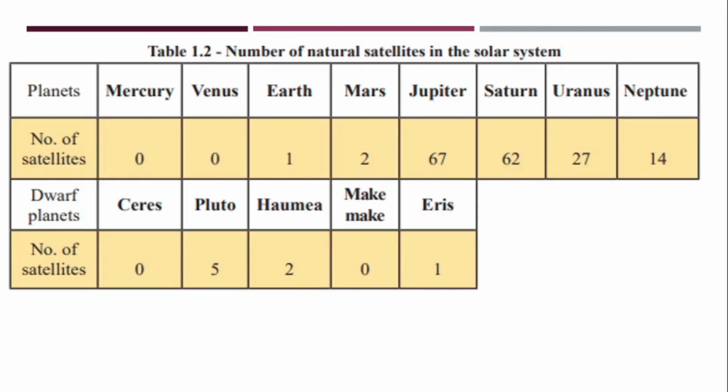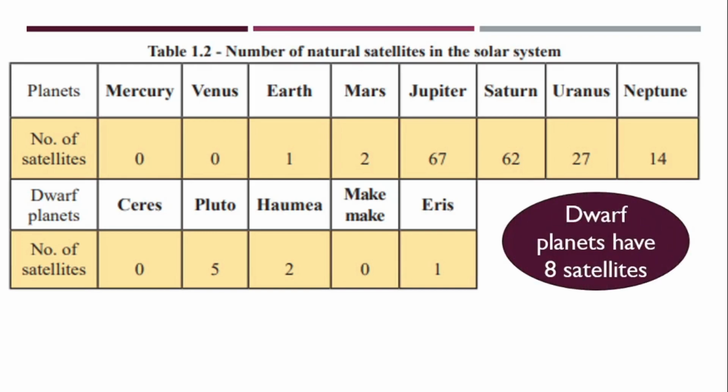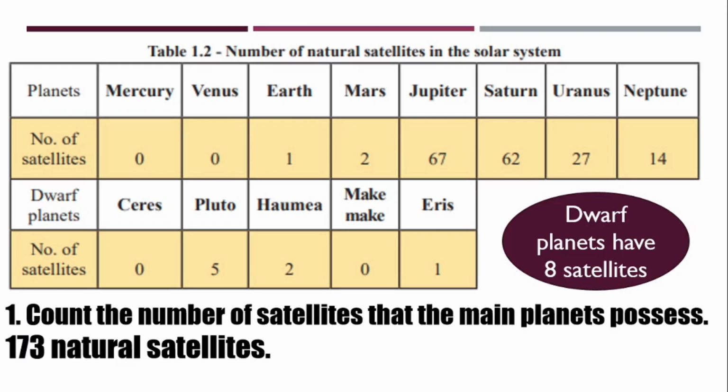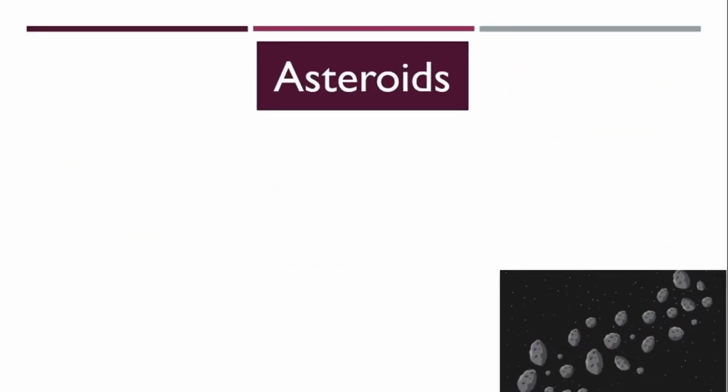Look at this table. This table depicts the number of satellites in our solar system. Dwarf planets have 8 satellites. Count the number of satellites that the main planets possess. 173 natural satellites. Asteroids. Define an asteroid.